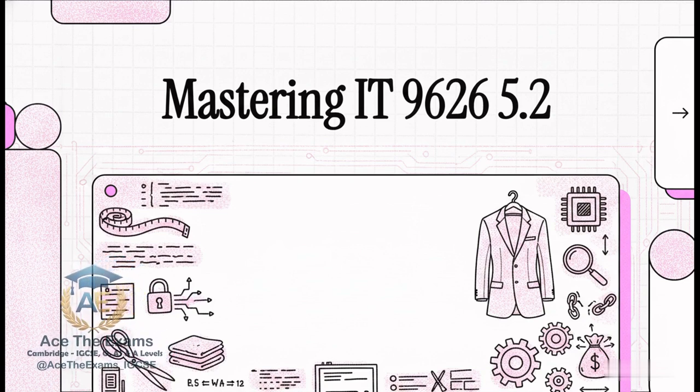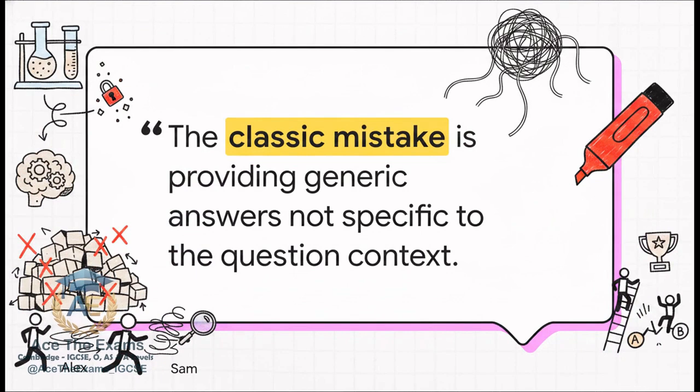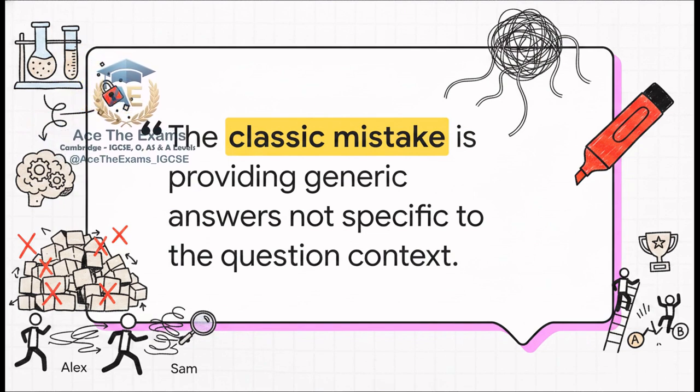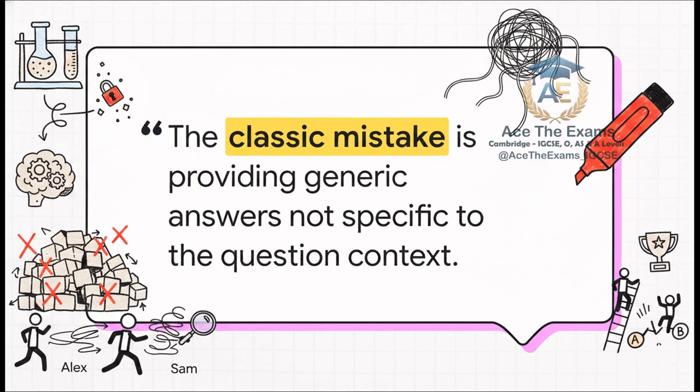Let's get into it. Look at this quote. This isn't just my opinion. This is a direct, blaring alarm pulled right from the Cambridge Principal Examiner reports. The examiners are practically begging you to listen. They clearly state that the classic mistake, the number one reason students like Alex and Sam lose marks, is providing generic answers that ignore the context.